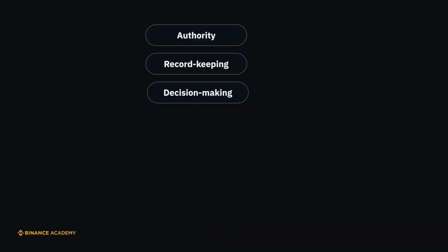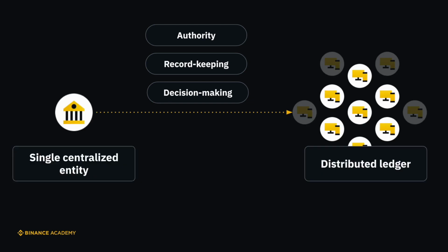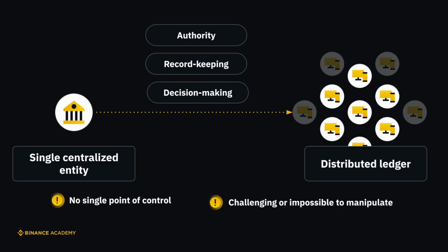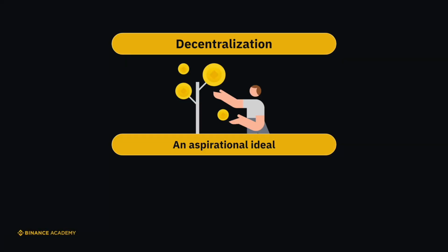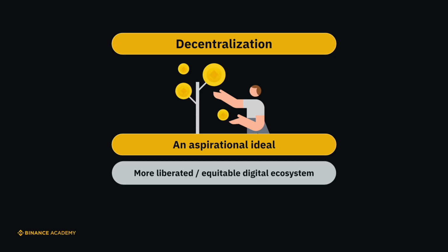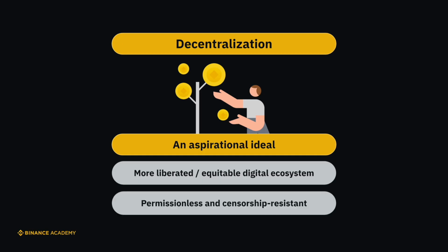In the context of blockchain, decentralization embodies the transition of authority, record-keeping, and decision-making from a single centralized entity to a distributed ledger fortified by cryptography. Such a decentralized blockchain network eliminates any singular point of control, rendering it incredibly challenging, if not impossible, to manipulate. Decentralization represents an aspirational ideal within the blockchain industry, aiming to foster a digital ecosystem that is not only more liberated and equitable, but also permissionless and resistant to censorship.